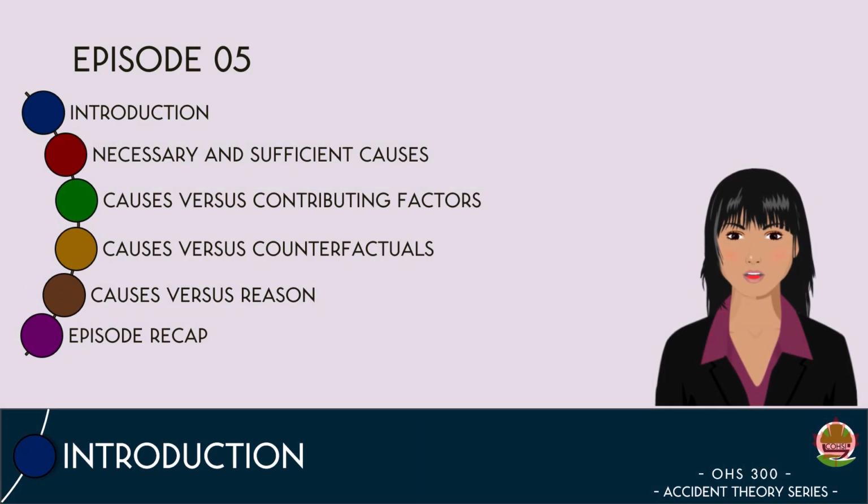Welcome to Episode 5 in our Accident Theory series. We learned that causation can be established in two ways: legally, by investigating who was responsible for an incident, and scientifically, by identifying the non-human factors that contributed to the event.